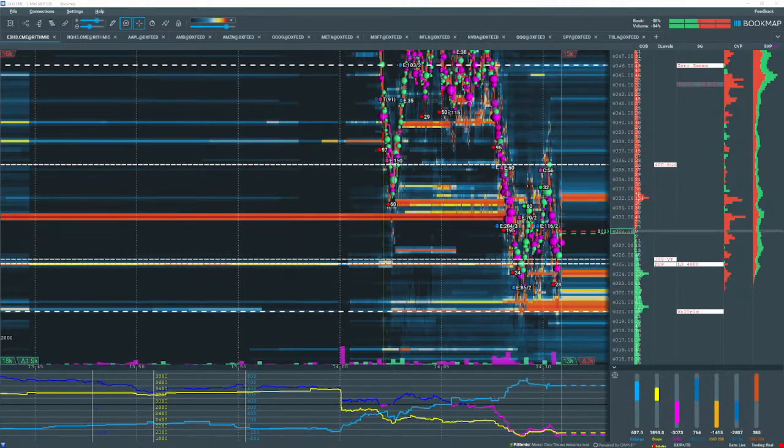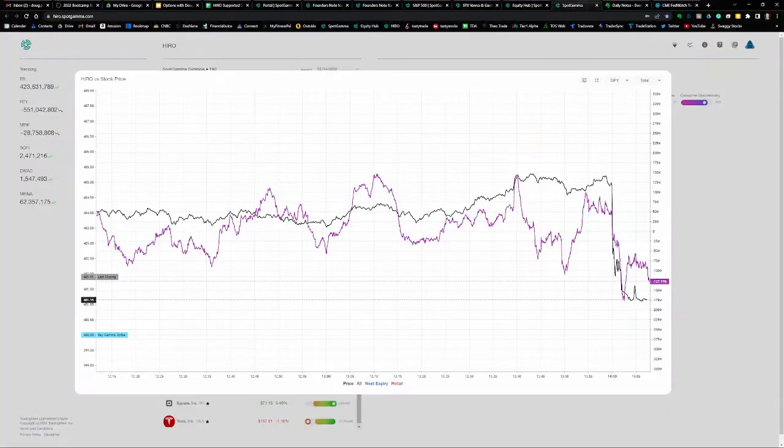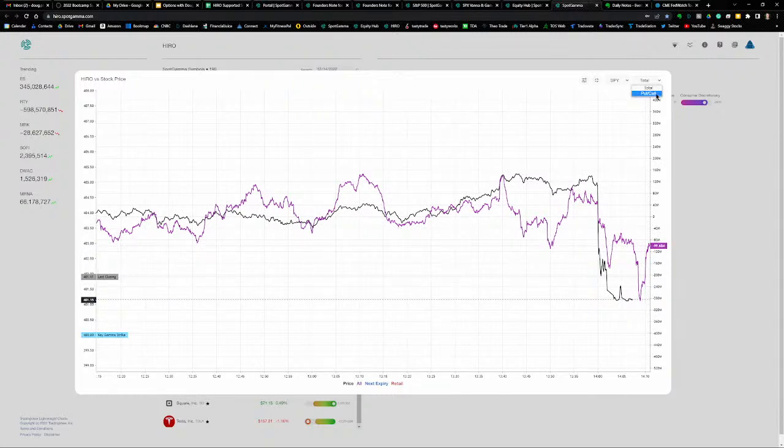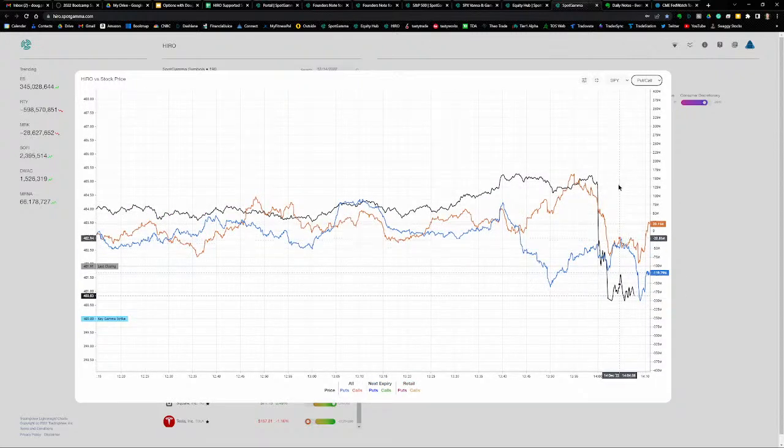So let's go back and check and see what options traders are doing. So it looks like, as you would expect, that traders are starting to buy calls and sell puts as price has dropped down to that key level.